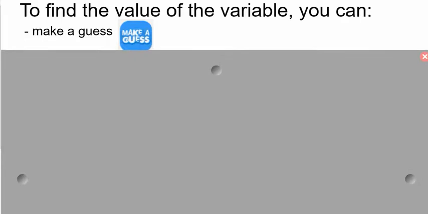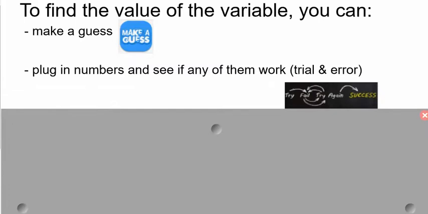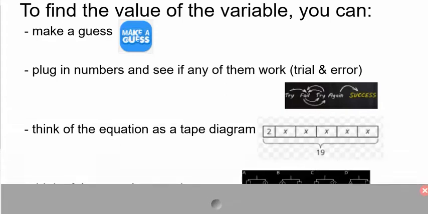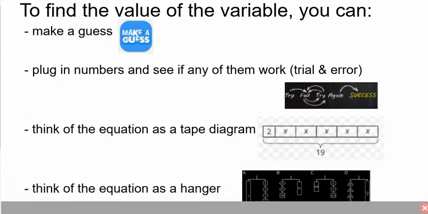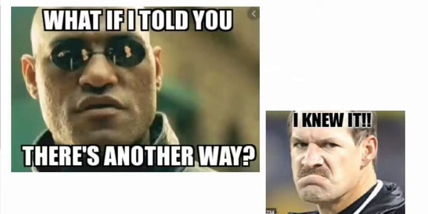So today we're going to figure out how to actually find the value of the variable. When you were young, it was kind of easy to make a good guess. You can plug in numbers and just do trial and error. Yep, this works. Nope, it doesn't work. Keep going back and forth. You could make a tape diagram or an equation. You could work with the hangers. All of those work well, but sometimes they take time. So there is another way, which is showing mathematical ways to do that, some computation.